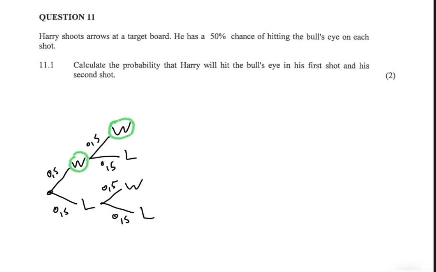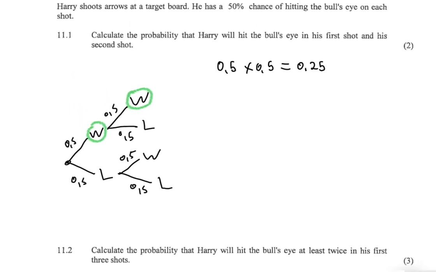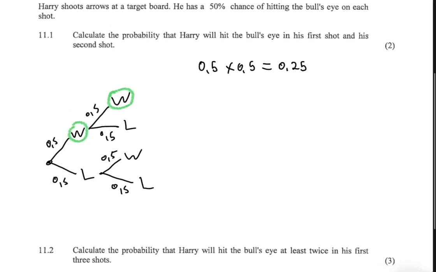So we're going to have 0,5 multiplied by 0,5. Let me write that. So we have 0,5 multiplied by 0,5, which is equal to 0,25, right? And then let's move to 11.2.